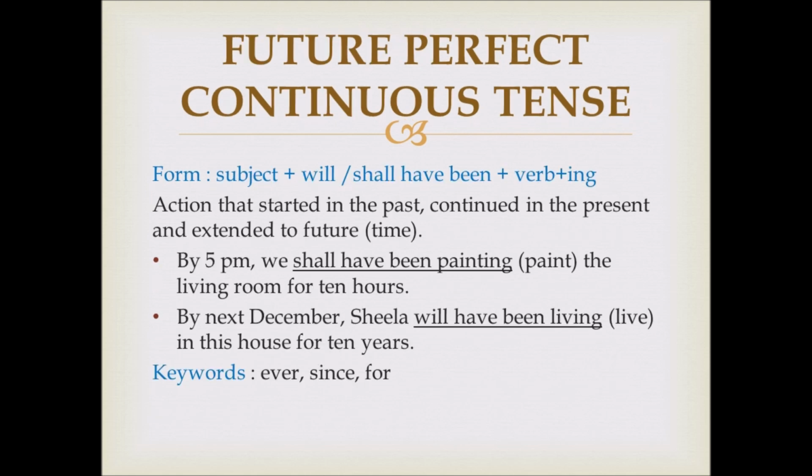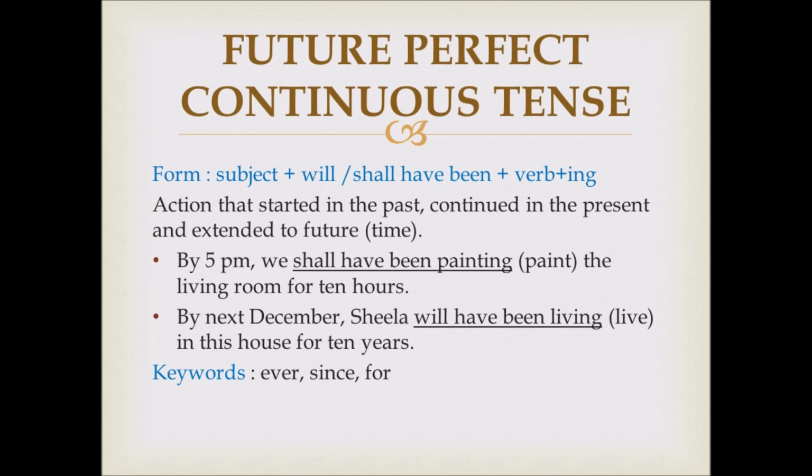The last type of tense is future perfect continuous tense. It is also known as a rare tense in English because we don't use it mostly. The structure of future perfect continuous tense is subject plus will or shall have been plus verb plus ing. Where do we use future perfect continuous tense? Actions that started in the past, continued in the present and extended to the future. So some action that has already started in the past and is continuing at present and even extending into the future also, and it should indicate the point of time.